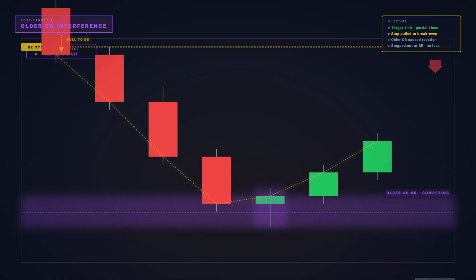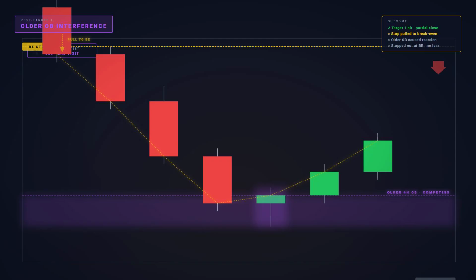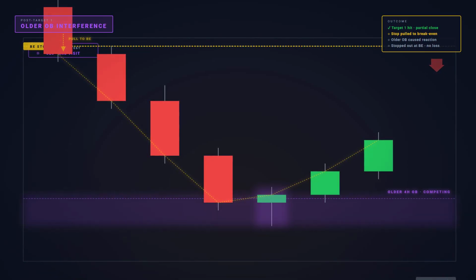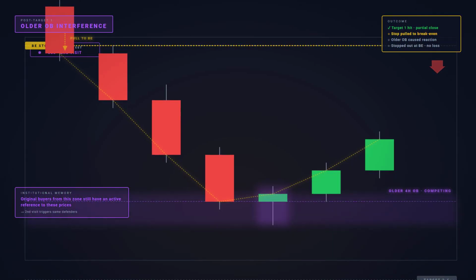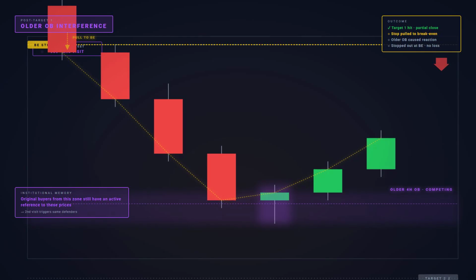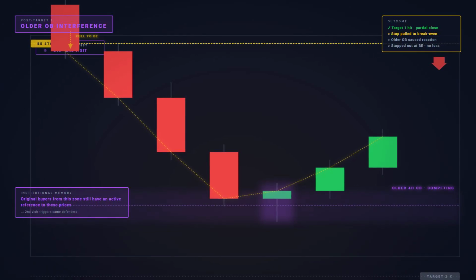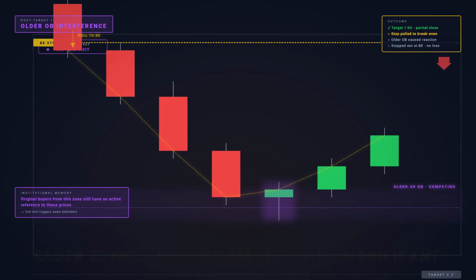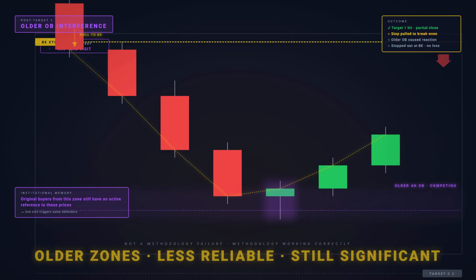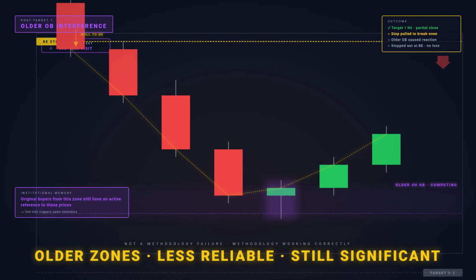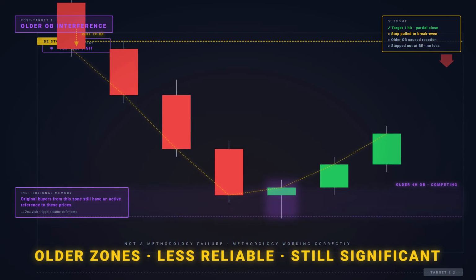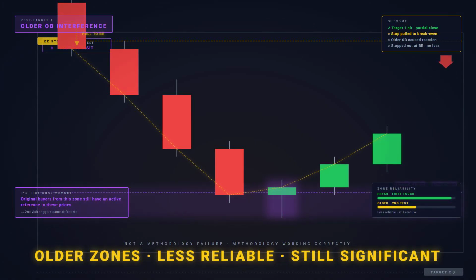What happened structurally was that the older bullish order block, even on its second test, retained enough institutional interest to temporarily interrupt the bearish move. The institutions that originally bought from that zone still had an active reference to those prices. On the second visit, enough of them re-engaged to create the brief bullish reaction that swept the stop. This outcome isn't a failure of the methodology. It's evidence that the methodology is working correctly, including the part that says an older zone on its second test is less reliable, but still potentially significant enough to cause a reaction.